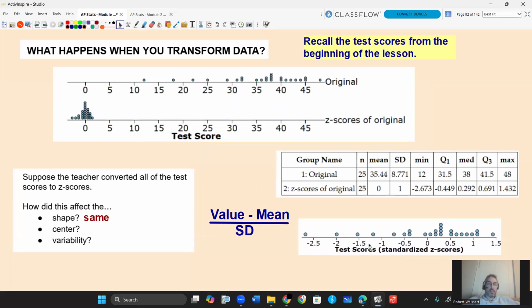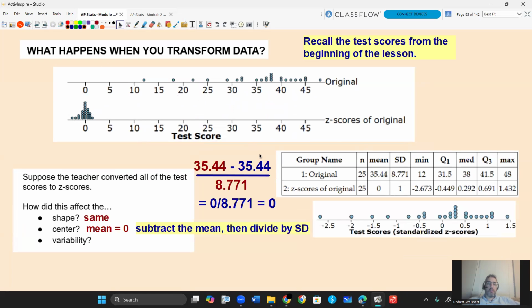The center obviously is going to be much different. In fact, it's going to be 0. Look at the mean over here. That mean is 0. Now, how do we get the 0? Well, it's just the value minus the mean. So literally the value is the mean minus the mean, which is 0, divided by anything is 0. So the center for all z-scores is going to be 0.